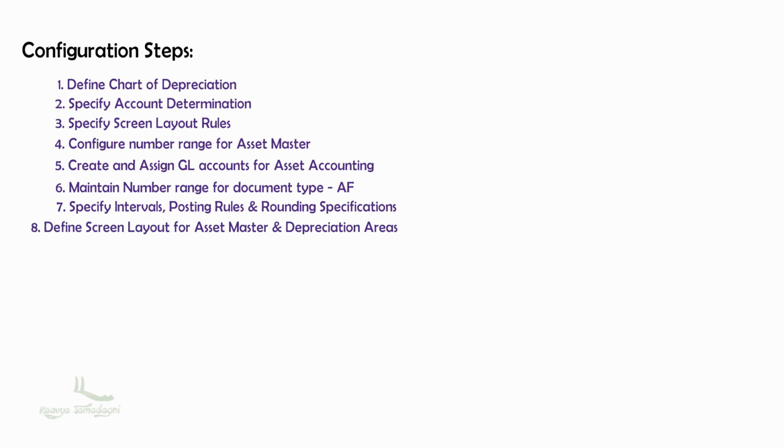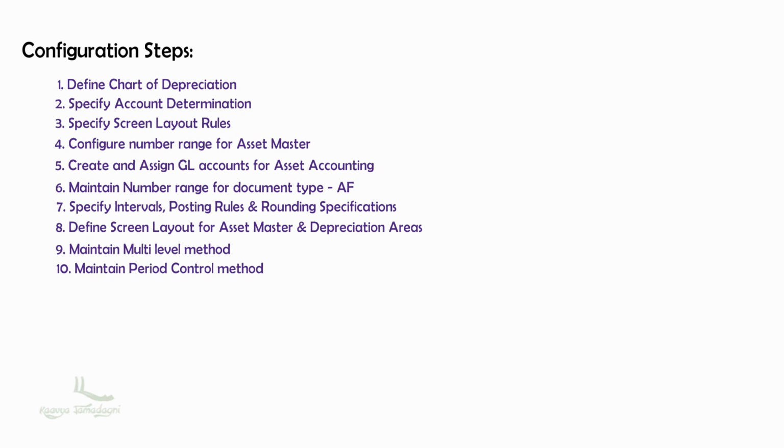After that, we will define the screen layout for the asset master and depreciation areas. Once the definition is done for the screen layout, we will maintain the multi-level method, and then we maintain the period control method. Once this is done, as a next step, we will define the depreciation key. Once the depreciation key is defined, we'll determine the depreciation area and create the asset master. So guys, these are the configuration steps.